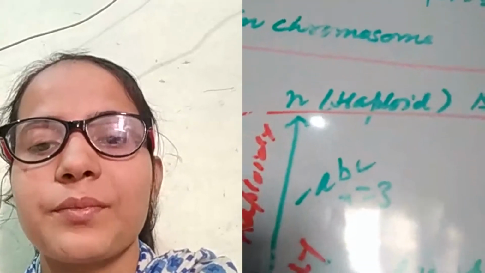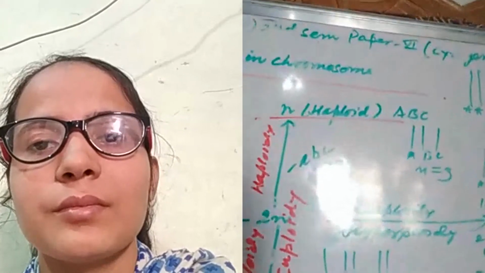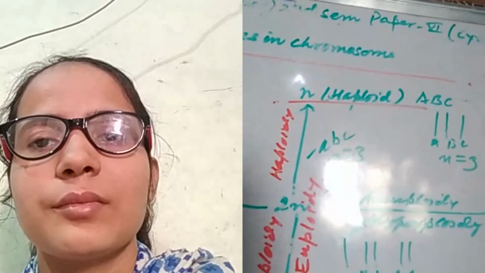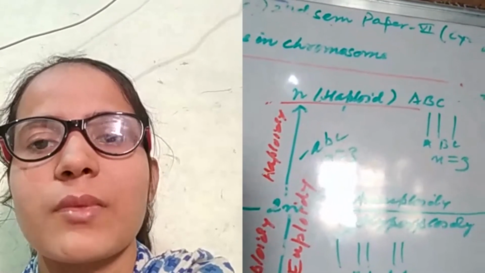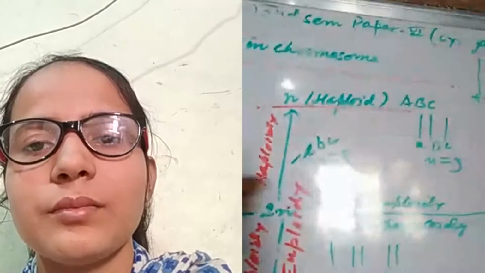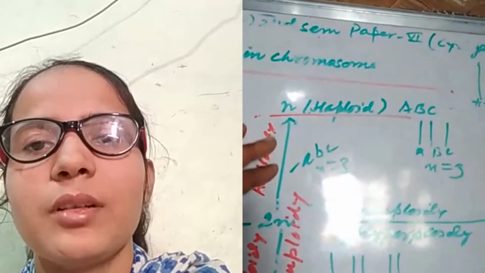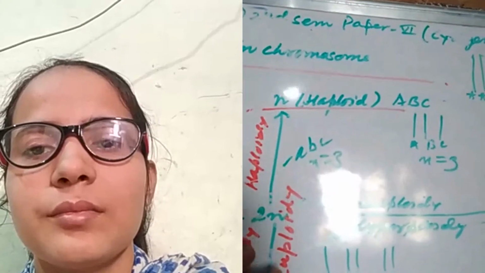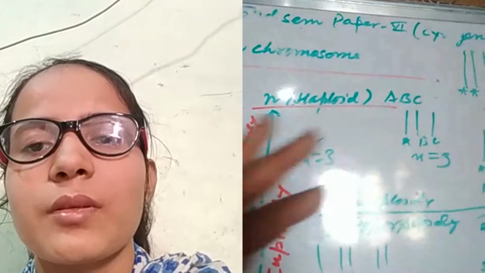A numerical change in chromosomes in which a complete set of chromosomes is neither lost nor gained, rather one or more chromosomes are lost or gained, is known as aneuploidy. And if there is a loss or gain of a complete set of chromosomes, this is known as euploidy.